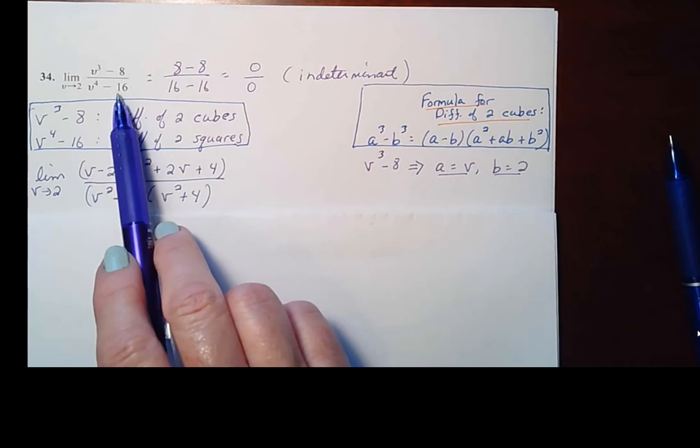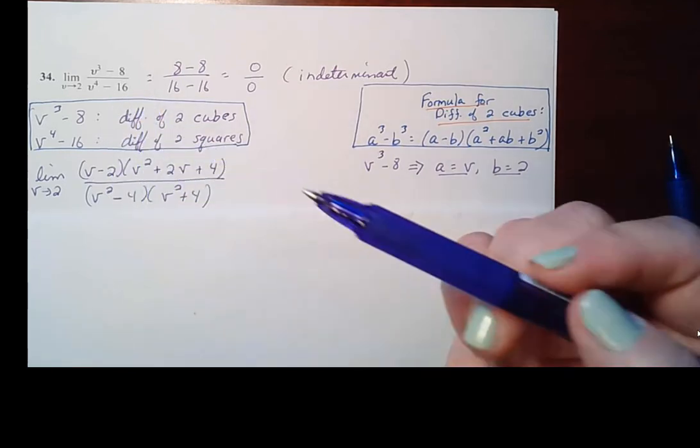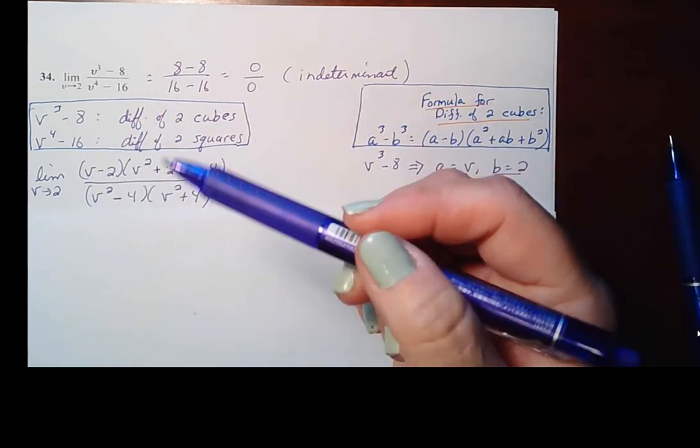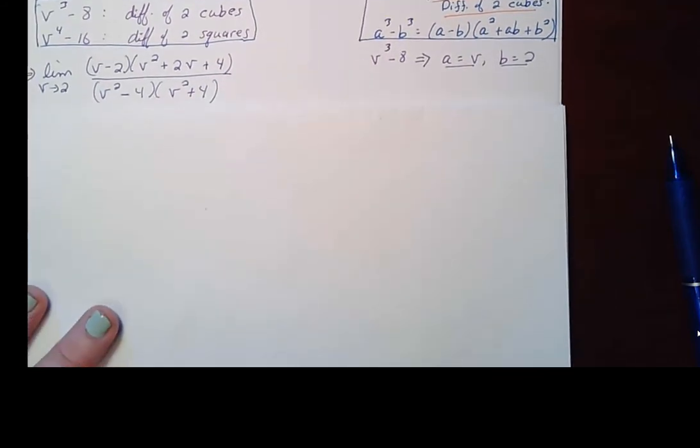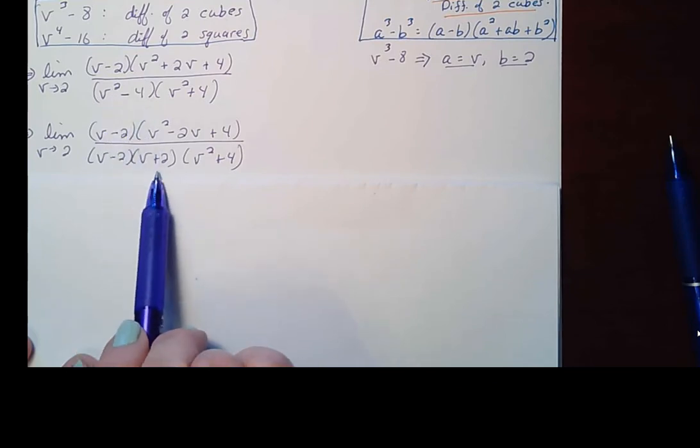Okay, multiply that out would give me my original denominator. Now, can I do anything with it yet? No, I could take the limit, but I think you would see that it's still indeterminate. So what can I factor now? Well, I still have a difference of 2 squares. So let's factor that again. So this would be v plus 2, v minus 2.